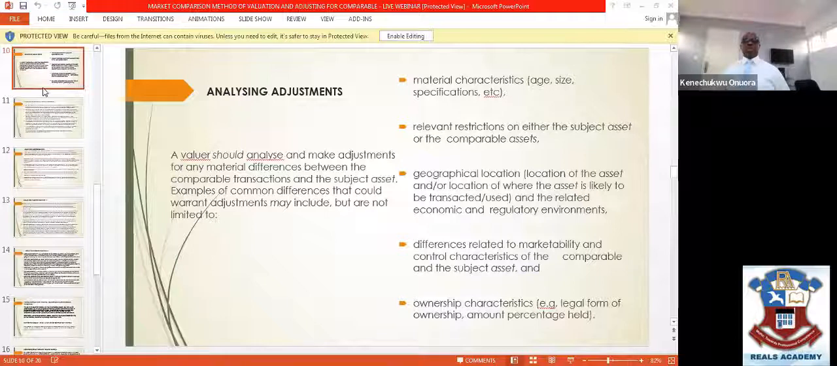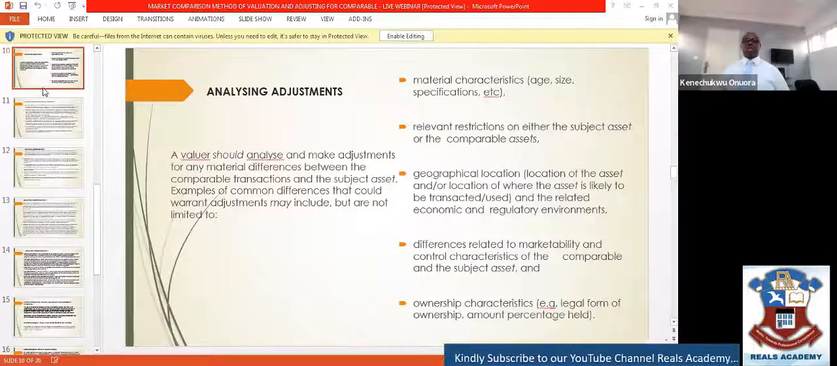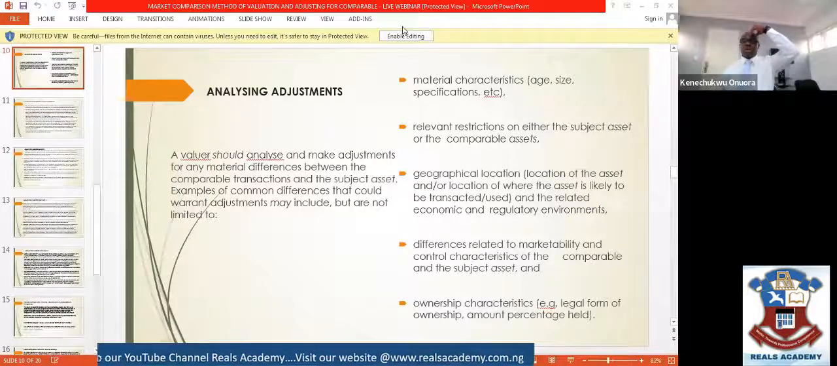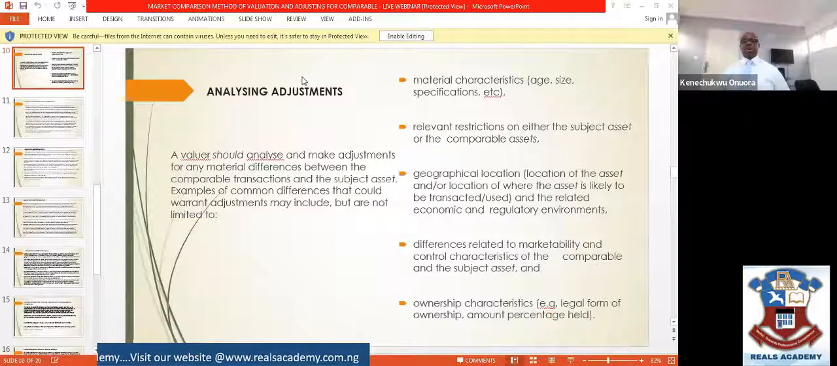Are you comparing it with the one that you're allowed to build more than 2 suspended floors? So you need to analyze all these adjustments properly so that you won't be caged in. The geographical location, or where the asset is located, and regulatory environment.